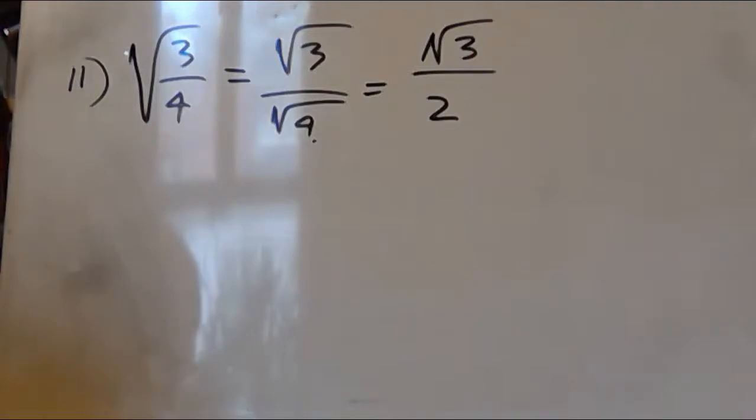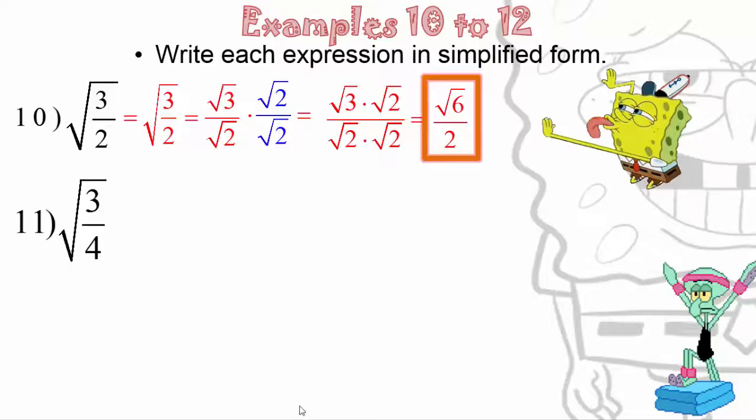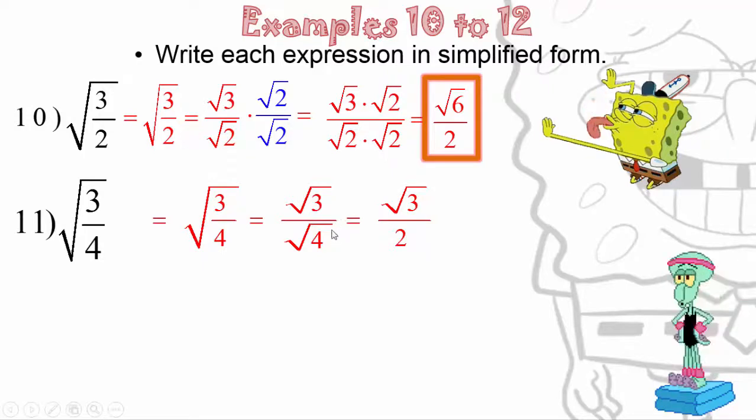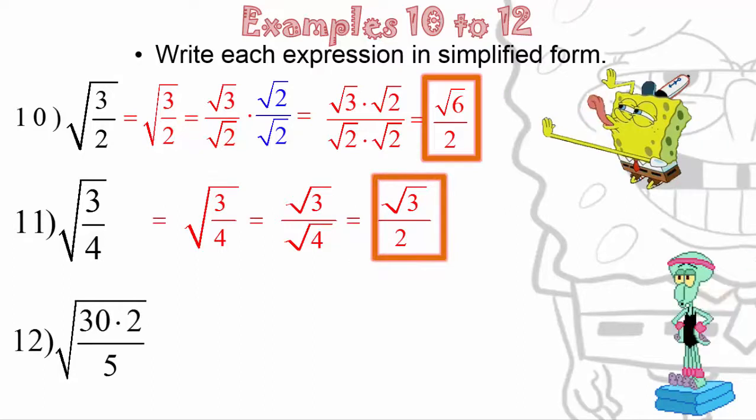So there's no need to rationalize any denominator. Reviewing example number 11, we found that we can just break the radical into square root of 3 over square root of 4, but it turns out square root of 4 is a perfect square, so it was simplified to the square root of 3 over 2. In example number 12, we're asked to simplify 30 times 2 over 5, all under the radical sign. So let us go over to the whiteboard and do this one.